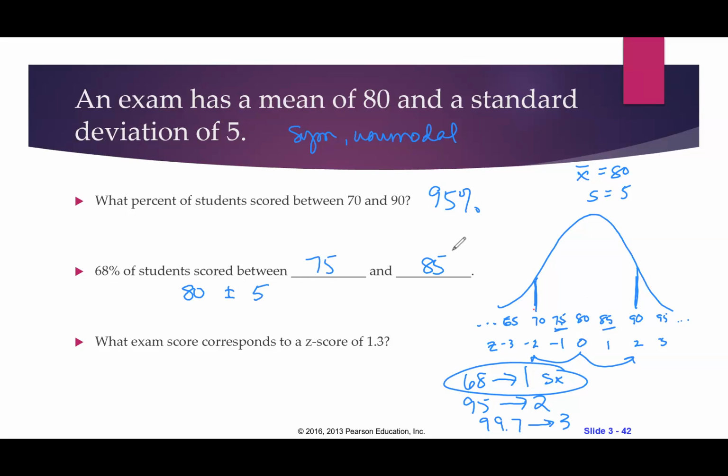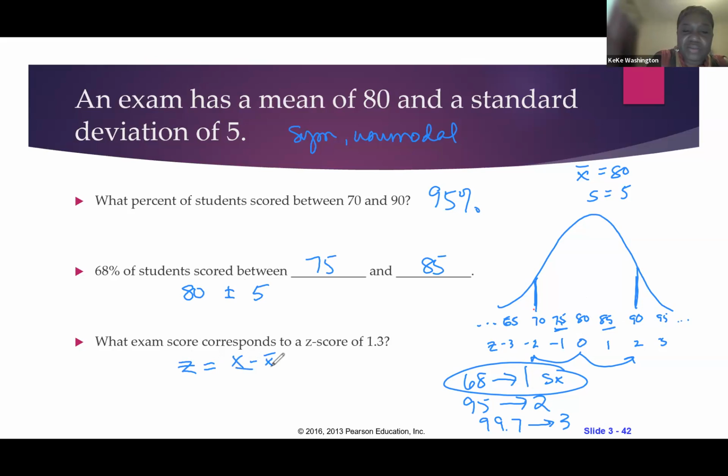So what exam score corresponds to a z-score of 1.3? Okay, so now I'm using my z-score formula. If the z-score is 1.3 and I'm trying to determine the exam score, where the exam scores are my data values, that will be the x I'm trying to find. The mean was 80 and the standard deviation is 5.